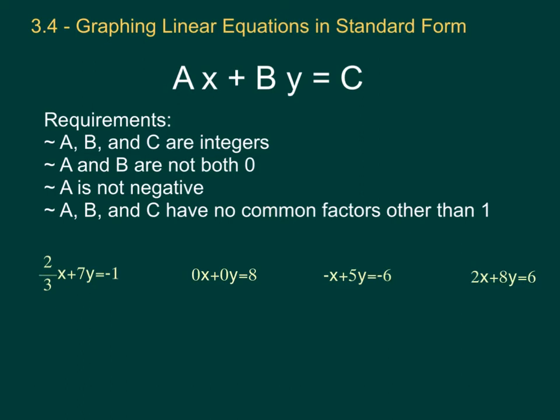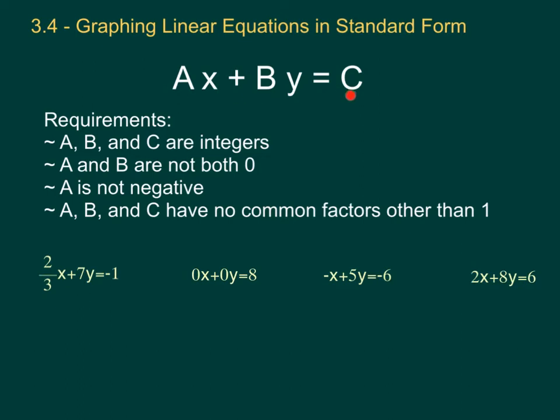The third requirement is that a is not negative. All right, b could be negative, c could be negative, but not a. And then the fourth and final requirement is that a, b, and c have no common factors other than 1. We'll see an example now at the bottom of 4 equations that would violate each requirement, and we'll show how to fix them. In the first example, you see that we have 2/3 x plus 7y equals -1.